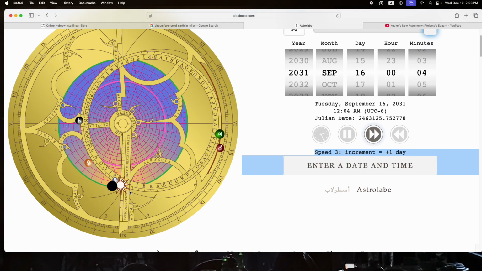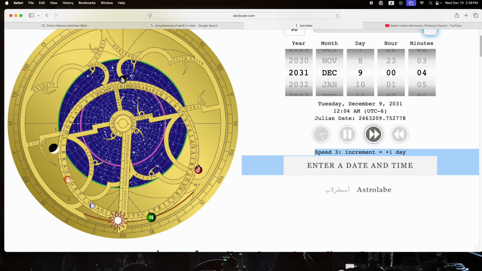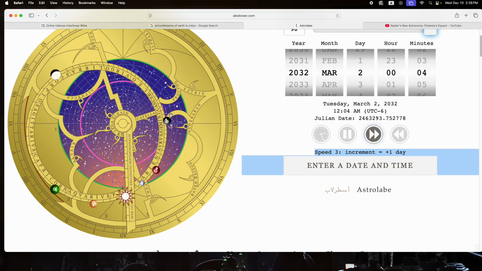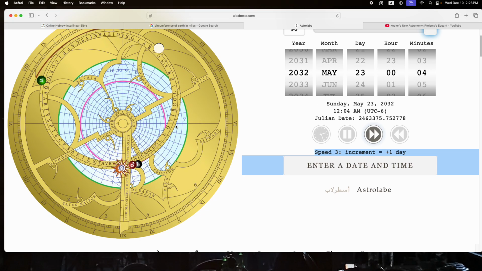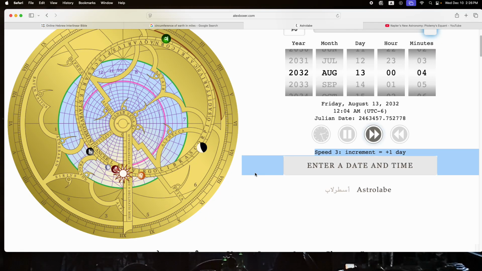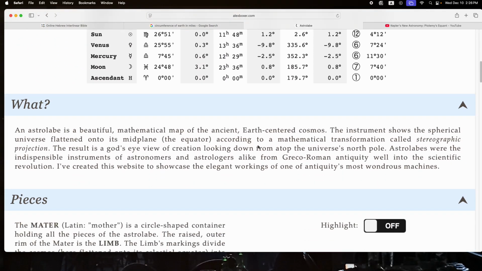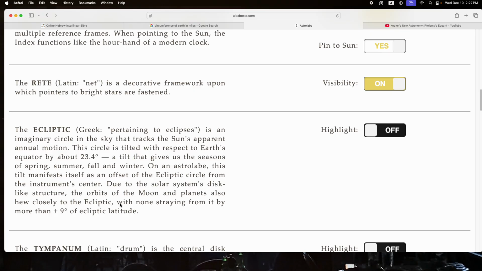But there was something else I wanted to note. This ecliptic ring, you'll see that all of these luminaries only drift off of this ecliptic up to 9 degrees. And remember that the crossing of our analemma takes place at 9 degrees. So this got me thinking, as it's telling you right here in the ecliptic ring, none straying from it by more than plus or minus 9 degrees.